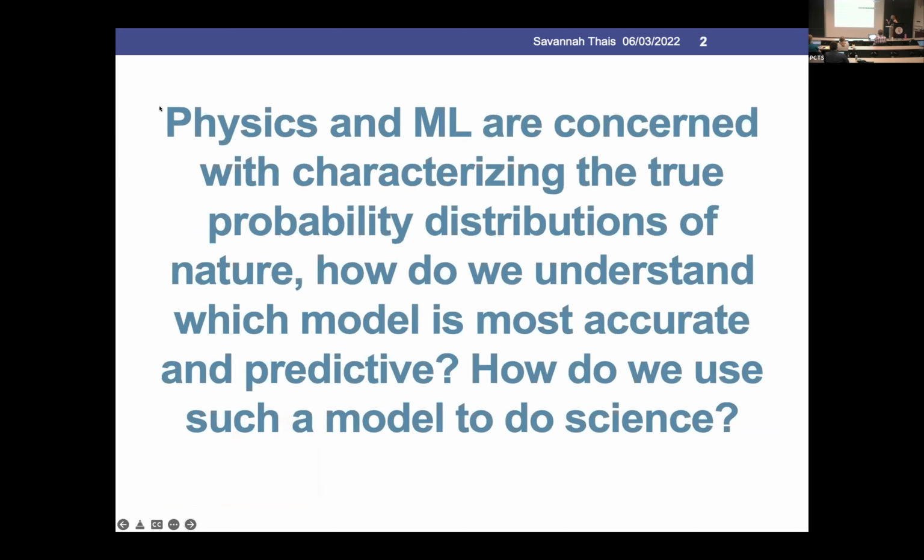Kind of the motivation for this talk is I feel like physics and machine learning are generally concerned with the same question, at least how we use machine learning, which is that we want to characterize the true probability distributions of nature. And if we're doing this with a machine learning model, how do we understand which of those models are most accurate and most predictive? And how do we use such a model to do science?